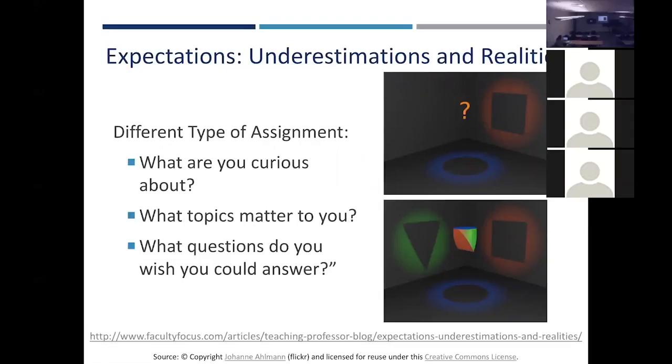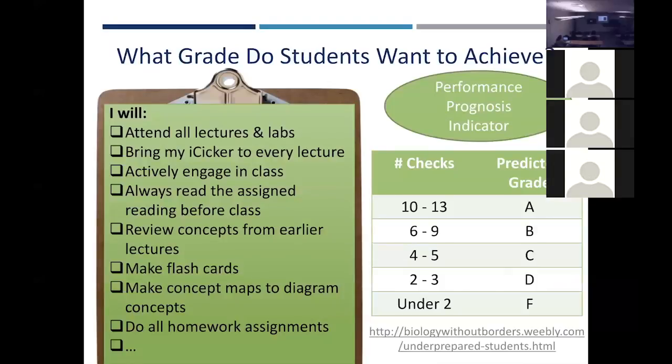So an exam wrapper, here's one of them, is saying, okay, for this exam, what was one topic that you were curious about that we didn't cover in this area? What topics that were on the exam mattered to you? What questions do you wish you could answer that you didn't get to, and why?